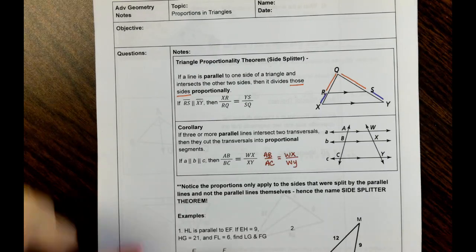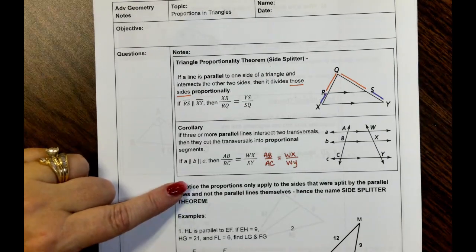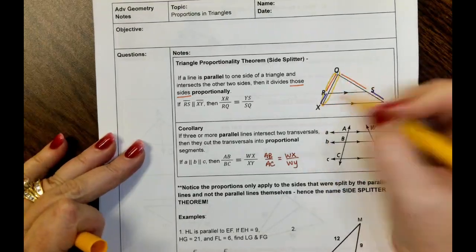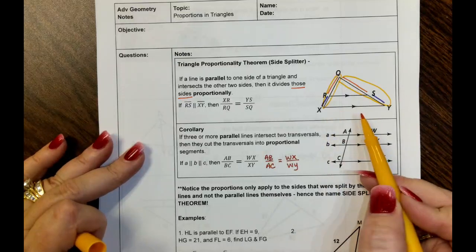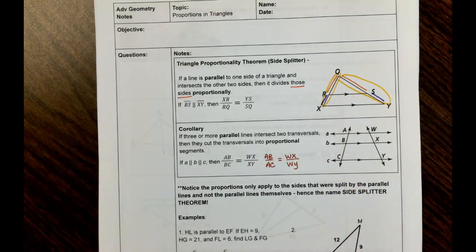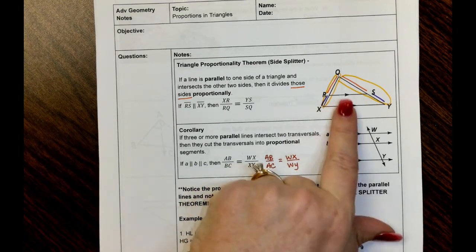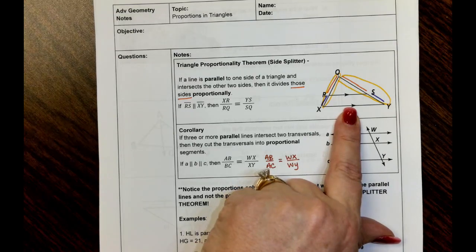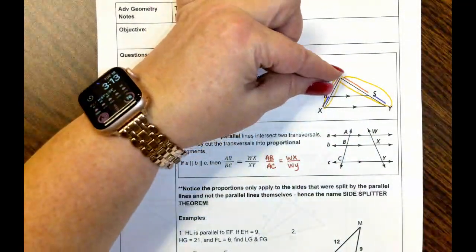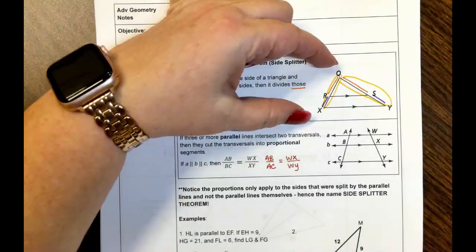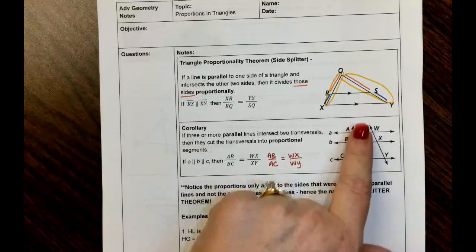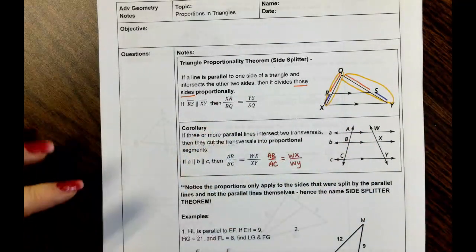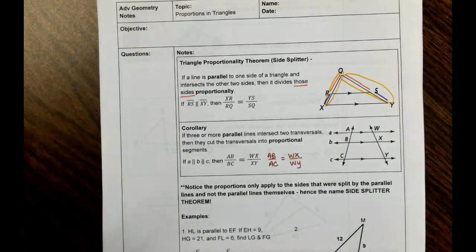Now, this only applies to the sides that were split. So these sides were split. RS and XY were not split. They were doing the splitting. So the proportionality only applies to the sides that were split. If you want to find RS or XY, then you have to go back to what we did the other day, where you do the whole side and the whole side and the whole bottom and the whole bottom. If you need RS and XY, you cannot use this theorem. It's only for the sides that were split, hence the name the side splitter theorem.